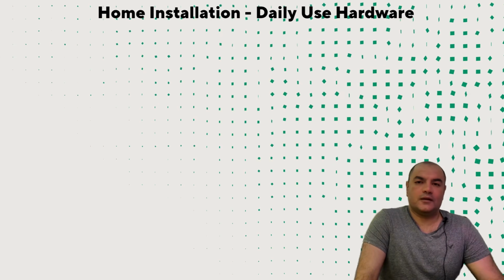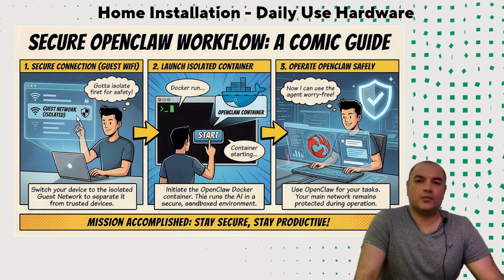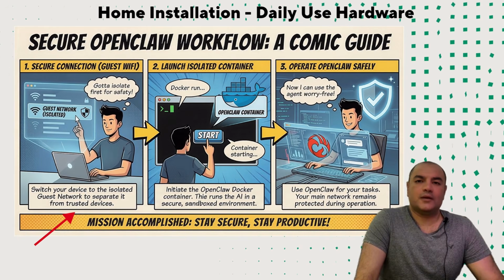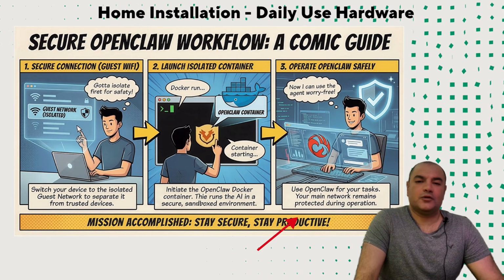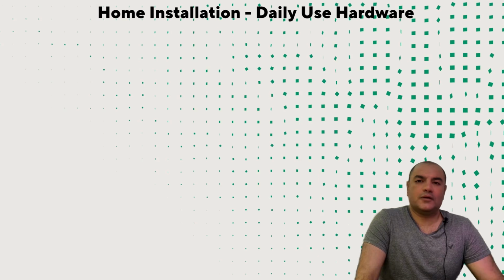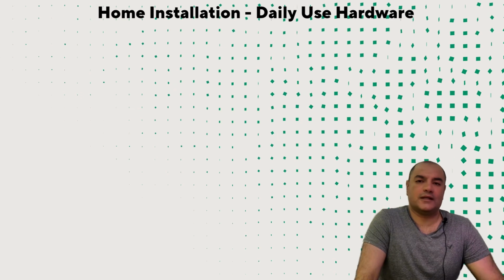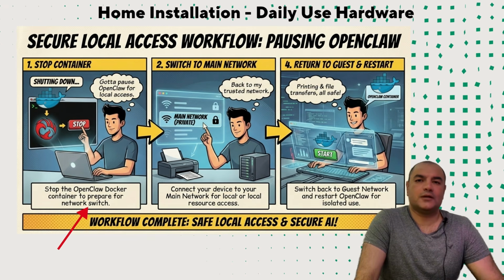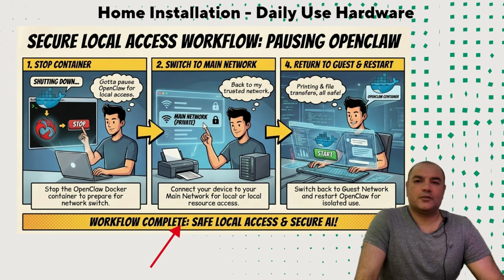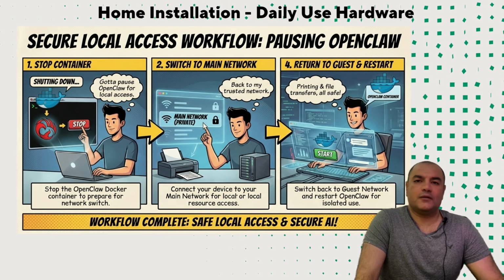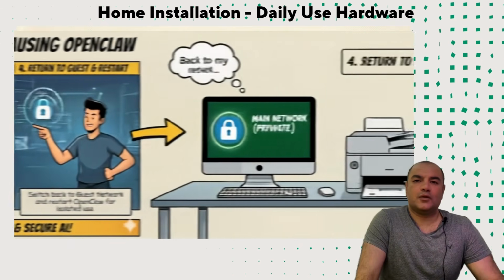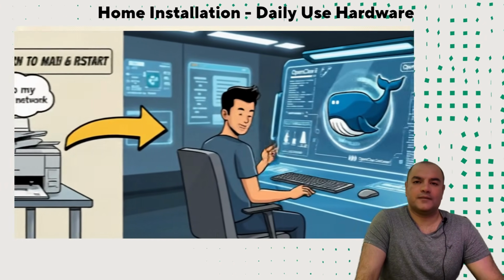Here's the workflow. When you want to use OpenClaw: 1. Connect your computer to the guest network. 2. Start the Docker container. 3. Use OpenClaw. When you need printer or NAS local network access: 1. Stop the Docker container. 2. Switch back to your main network. 3. Do your printing, file transfers, etc. 4. Switch back to the guest network when you want OpenClaw again.